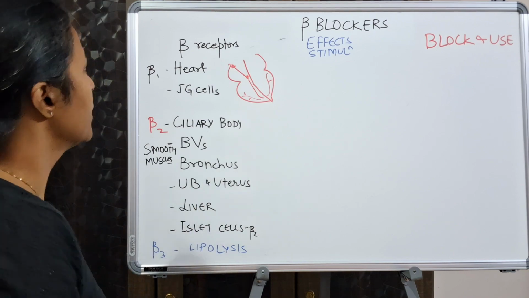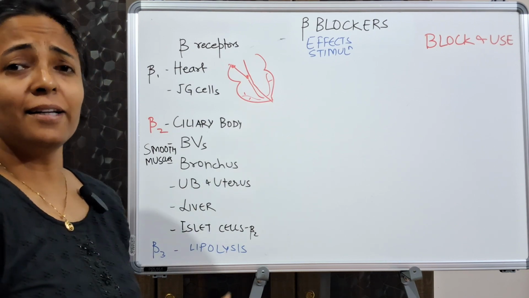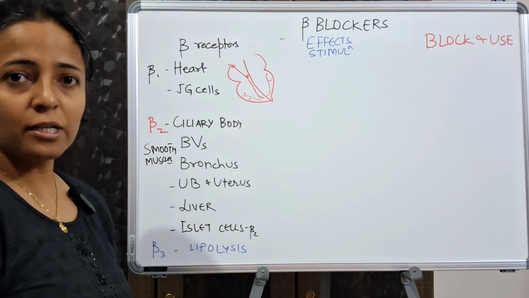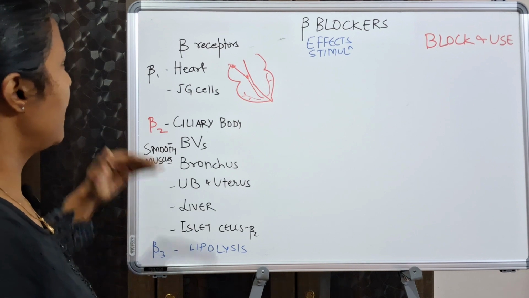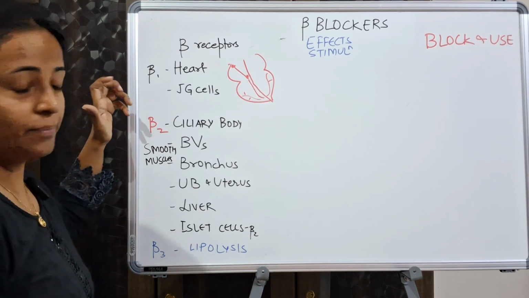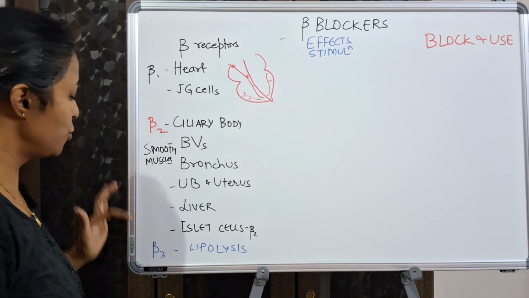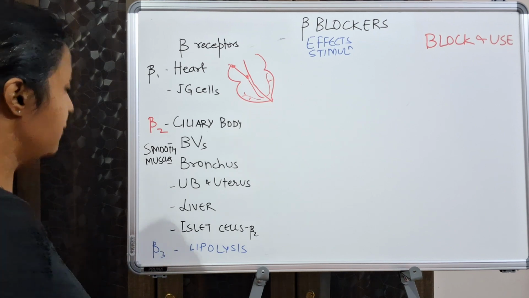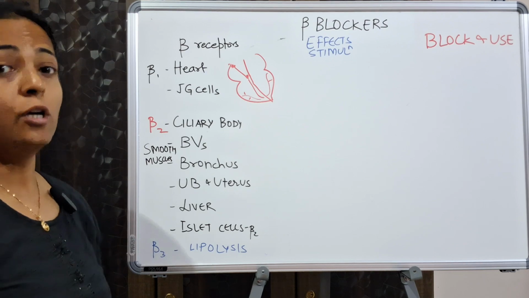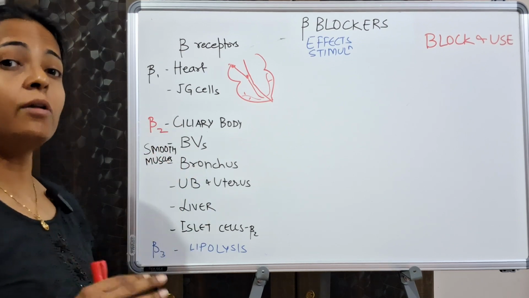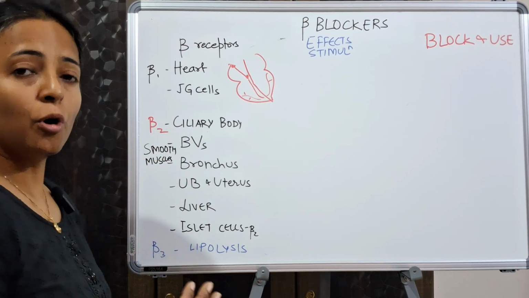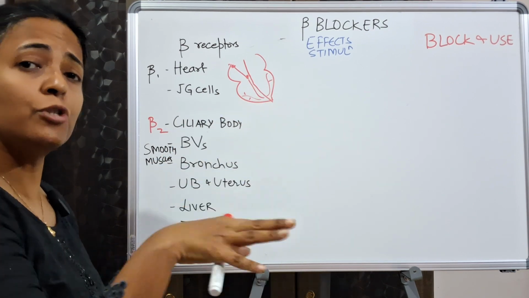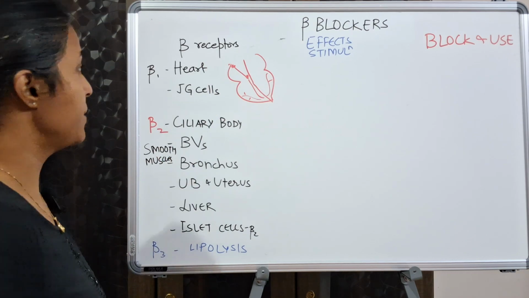We will talk about that today. First of all, to understand the effects after blocking, we should know what the physiological effects are. We have different types of beta receptors: beta 1, beta 2 and beta 3, and when these are stimulated we have different types of effects. So let us see what the effects are, and when these effects are blocked, what will happen in the body, and for which purpose these beta blockers are being used.